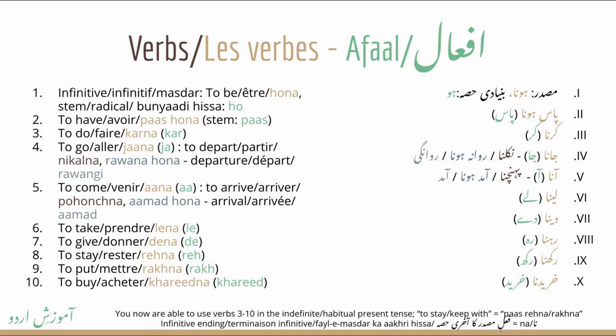And so now I think you should be able to use verbs 3 to 10 in the indefinite habitual present tense. Also, to stay with this pasrana and to keep with this pasrakna. That's a compound verb, but this would be a good time for you to learn that as well, because once you know the noun, it's super easy to know the verb if it's a compound verb, because they rely on the basic verbs, the simple verbs. And you should know by now the infinitive ending is na.